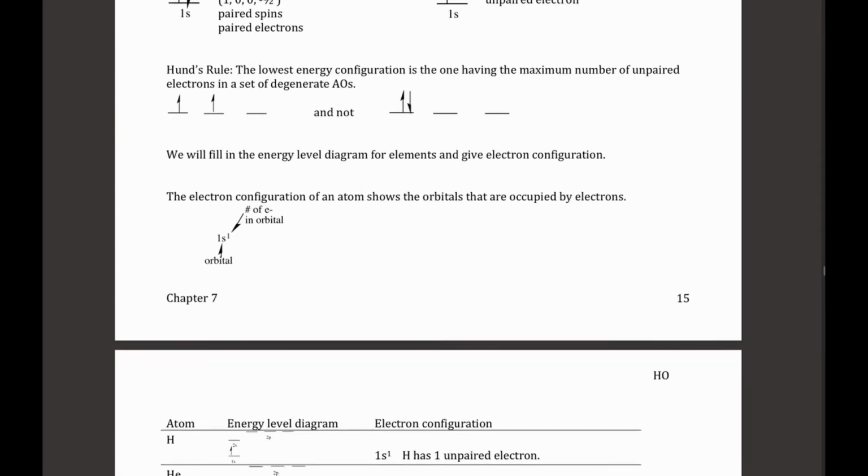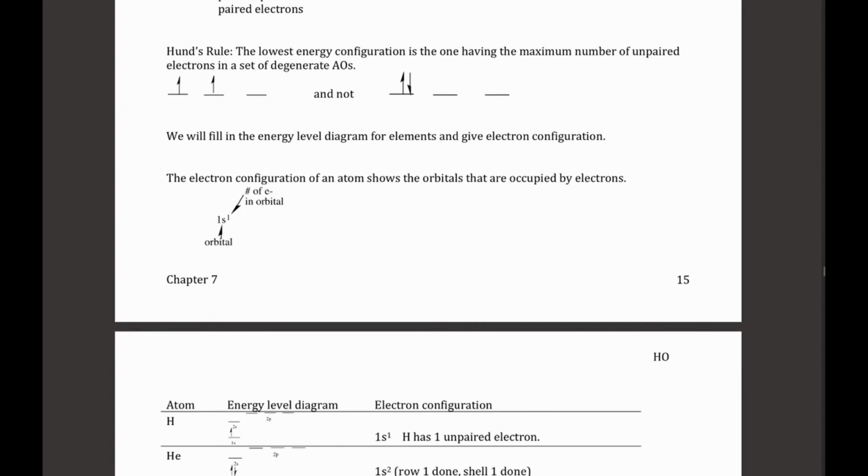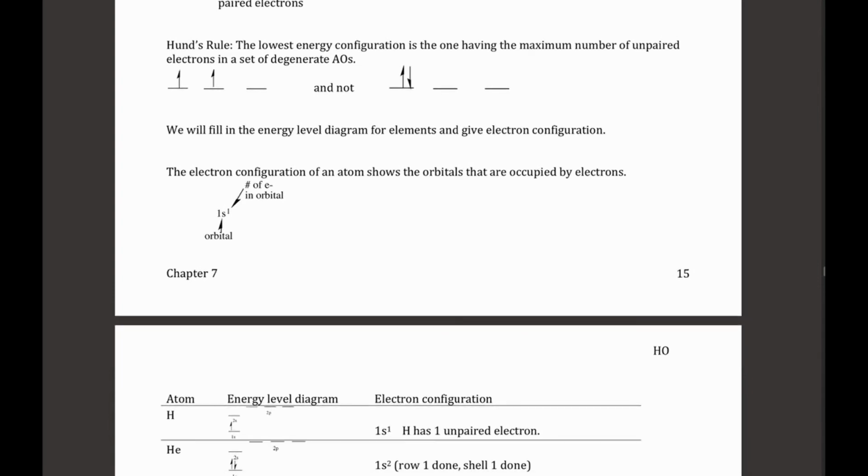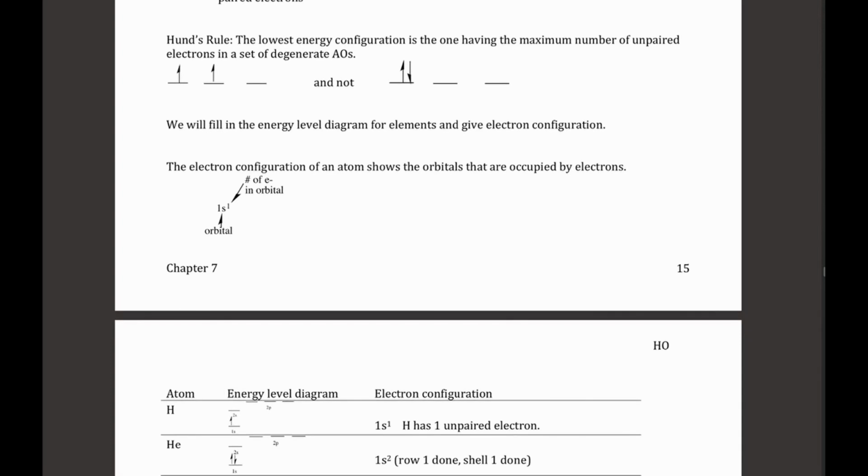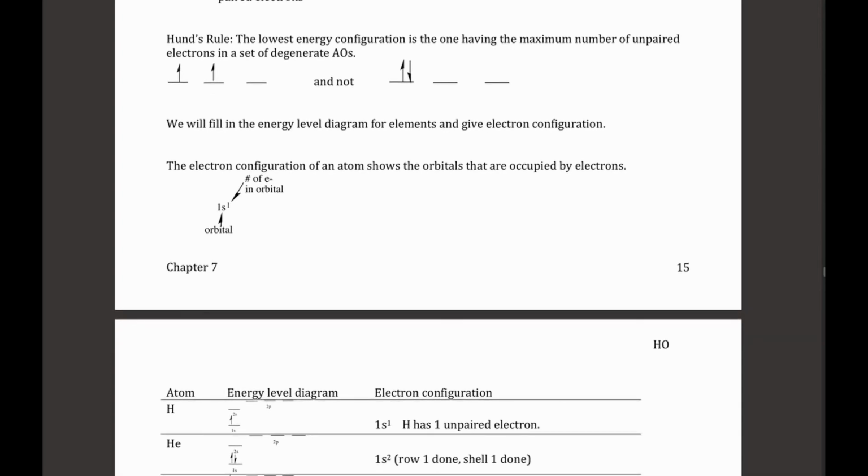Okay, so we will fill the energy level diagram for various elements, and we will now talk about electron configuration. So the electron configuration is kind of like a shorthand way of showing the energy level diagram, and it is describing all of the electrons in an atom, whereas the 4 quantum numbers are the quantum numbers of a particular electron in an atom. All right, so electron configuration is like a shorthand way to show where all the electrons are within an atom.